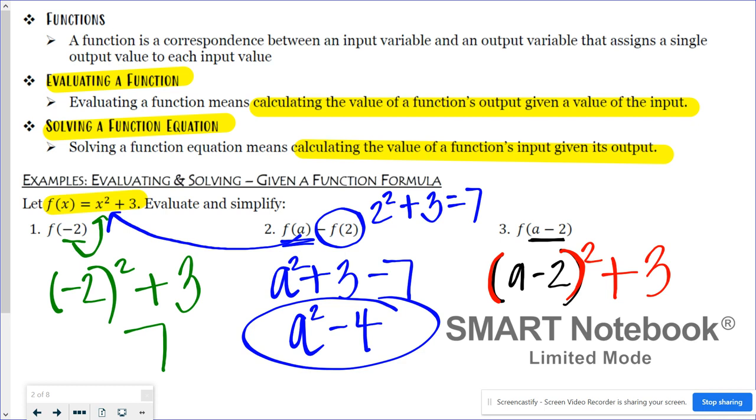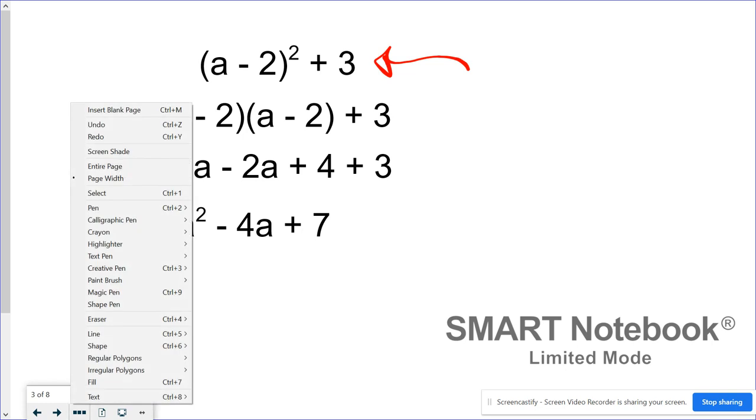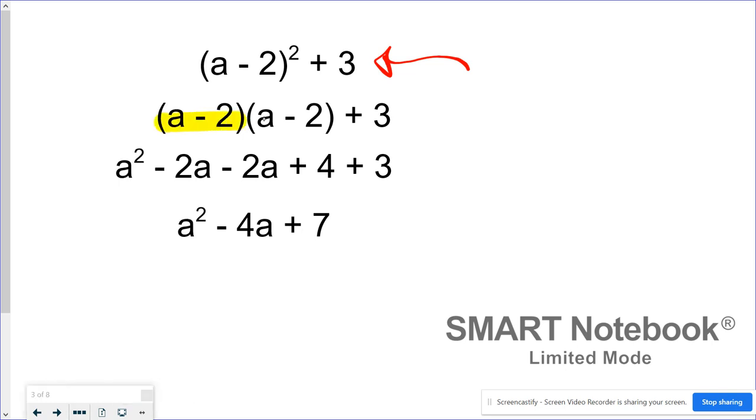In order to simplify a minus 2 quantity squared, I need to FOIL. So check that out. I did that here. So this is what we were just looking at on the previous page. Okay, a minus 2 quantity squared, what does that mean? It means I need to multiply a minus 2 times a minus 2. Okay, in order to multiply something like that, we're going to FOIL, which you may recall from either Algebra 1 or Algebra 2. The F in FOIL stands for first, so you multiply the first terms together. That's how I got a squared.